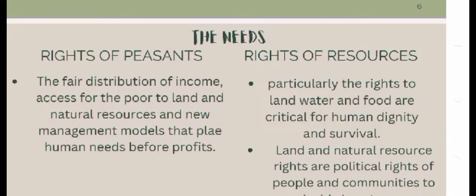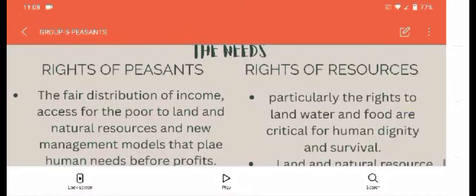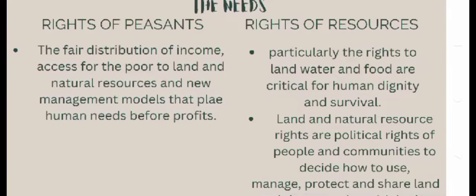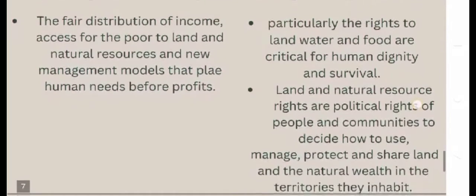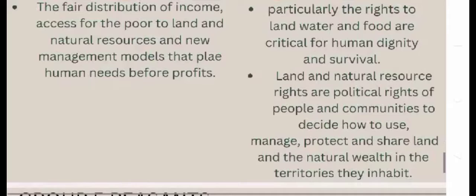So good day everyone, I am Dan Manulat from Group 5, Peasants. The needs: rights of peasants, the fair distribution of income, access for the poor to land and natural resources, and new management models that place human needs before profits. Rights to resources, particularly the rights to land, water, and food, are critical for human dignity and survival. Land and natural resources rights are political rights of people and communities to decide how to use, manage, protect, and share land and the natural wealth and the territories they inhabit. Thank you.